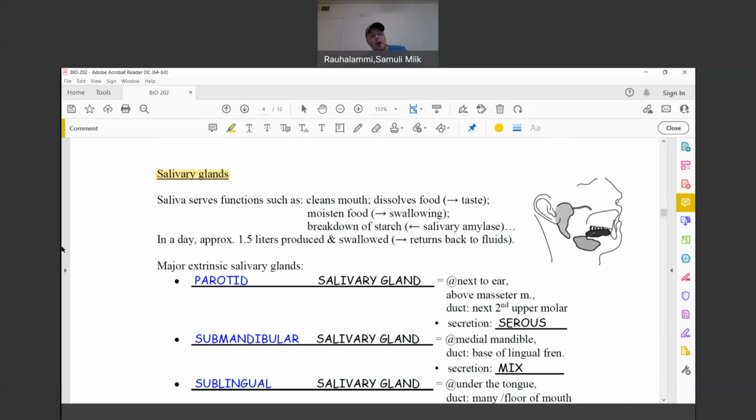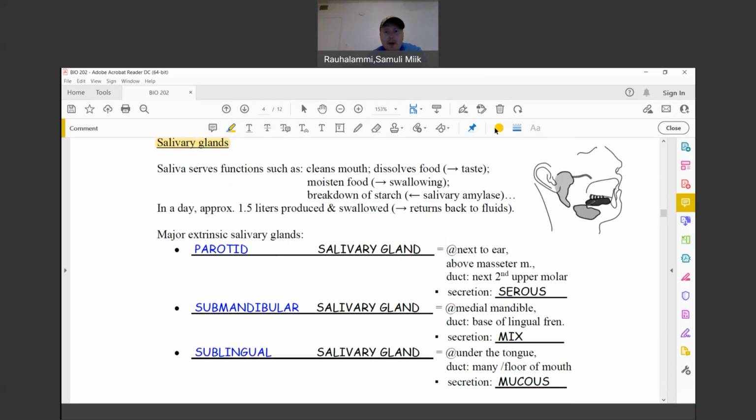We're going to look at 3 types of extrinsic salivary glands. So these are going to be the major salivary glands. There are others, but these are the ones that I want us to focus on. The very first one that we're going to look at is going to be our parotid salivary gland. The parotid salivary gland is located here next to the ear.